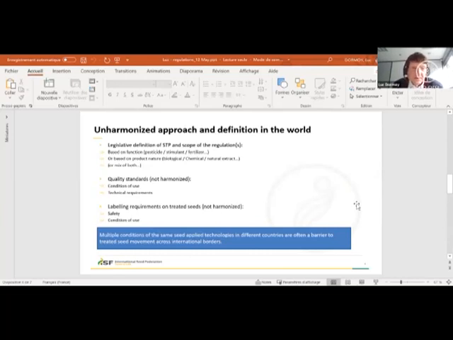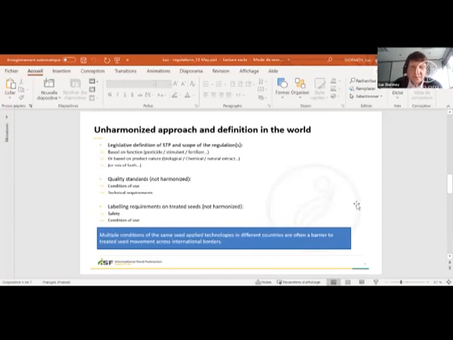And with this unharmonized global environment, we have to say that multiple conditions for the same seed applied technologies in different countries are often a barrier to treated seed movement across international borders. The complexity of the regulation dealing with seed treatment products is often linked with the confusion of four main steps when we are talking about seed treatment products or seed applied technologies.